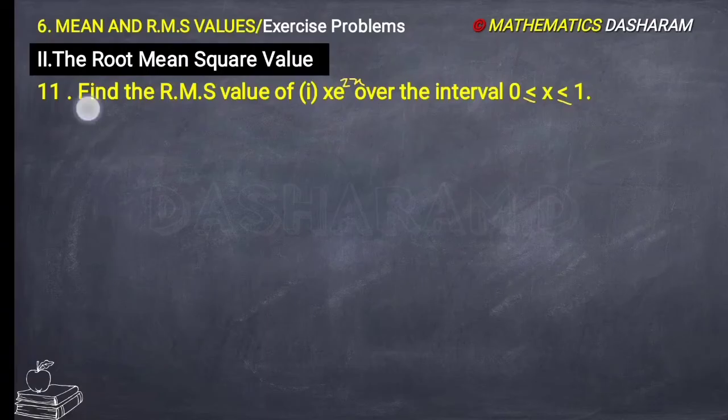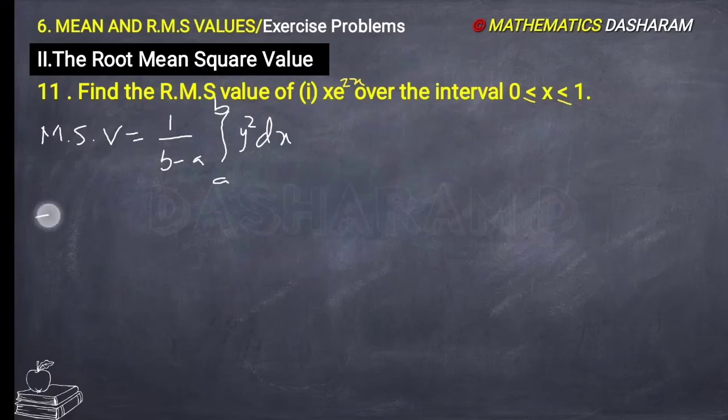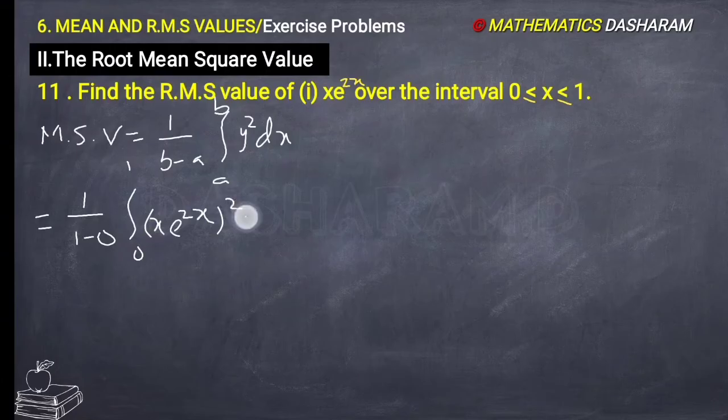11th bit, first problem. Find the RMS value of x into e power 2x over the interval 0 less than or equals to x less than or equals to 1. First find out the MSV value, that is 1 by b minus a integration a to b y square dx. So 1 by, here b value is 1 and a value is 0. So integration 0 to 1 y square means the given curve x into e power 2x whole square into dx. So 1 by 1 minus 0 is 1, integration 0 to 1.